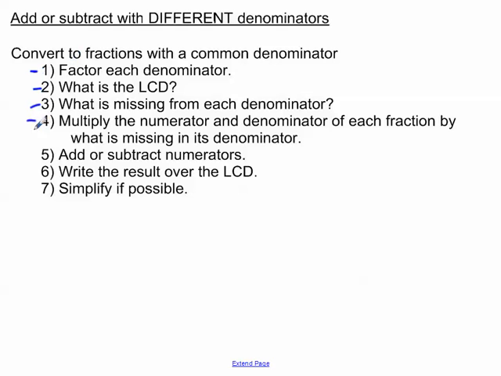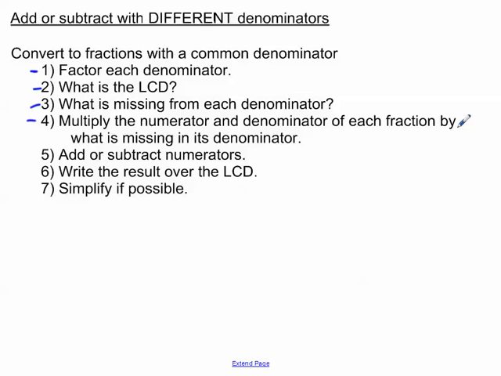All these in blue basically talk about converting the fractions from different denominators to common denominators. We've got to factor each denominator. We've got to find out what the lowest common denominator is. The lowest common denominator includes every single factor from every single denominator raised to the highest power. Then step 3 is what's missing from each denominator, and step 4 is multiplying the numerator and denominator of each fraction by what's missing in its denominator.